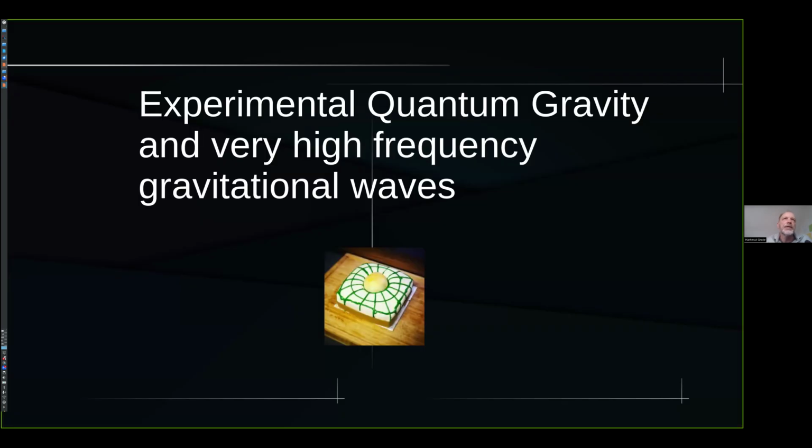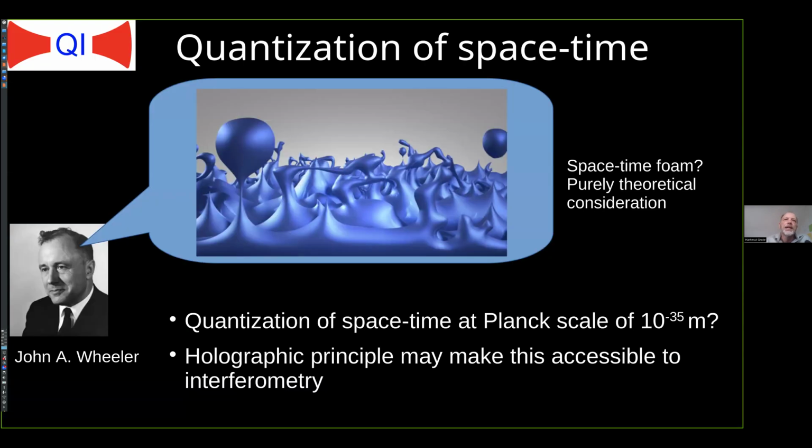Okay, with this, I move to the second part about experimental quantum gravity and very high frequency gravitational waves. To start with quantum gravity, there have been long-standing ideas that space-time is quantized at the very small scales, for example in some sort of space-time foam. So hypothetical space-time fluctuations, maybe at the Planck scale. If they were at the Planck scale, then they would probably not be accessible to experiments for quite a while.